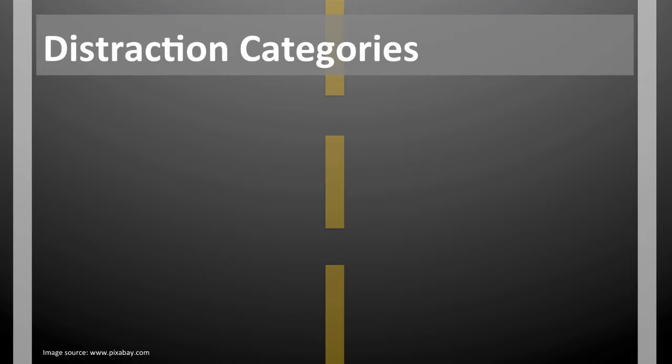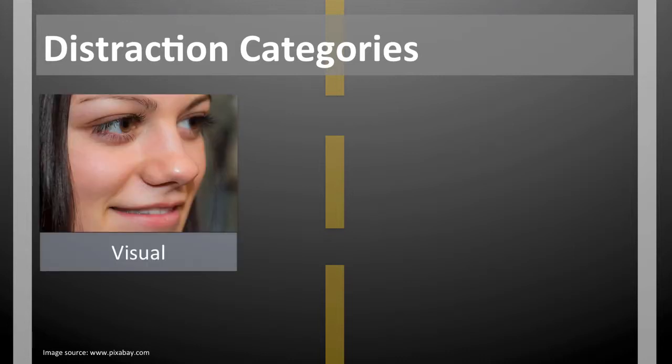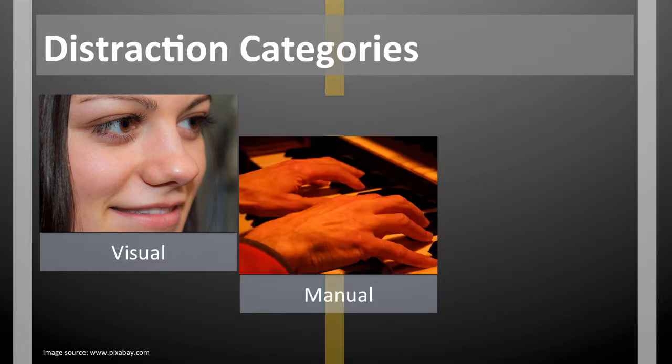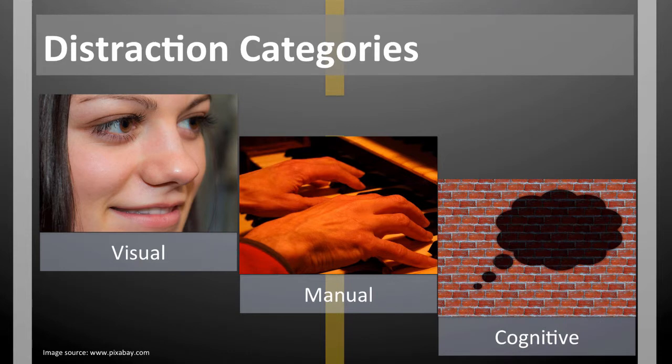The things that distract us from the task of driving can be divided into three different categories. The first of those categories is the items that visually distract us from driving. These are items that catch our eye as we're driving down the road. The second category is manual distractions. These are items that get our hands off the steering wheel while we are driving. And the third category is cognitive distractions. These are the mental distractions, or the things that we think about while driving.